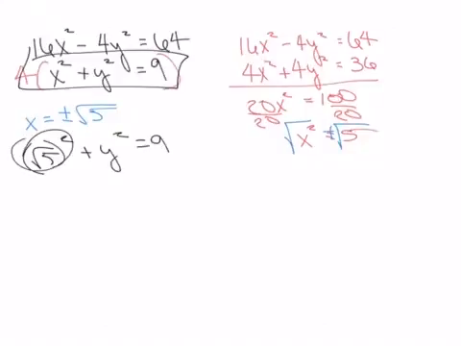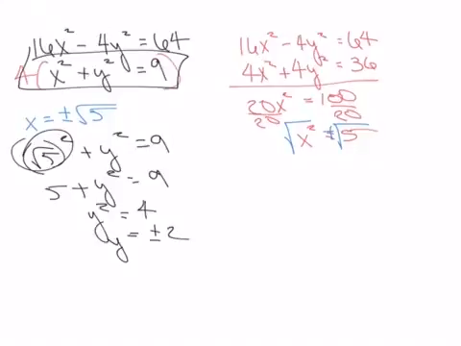So square root of 5 times the square root of 5 is 5. So y squared equals 4, so y equals plus or minus 2. Okay? So when x is square root of 5, y is plus or minus 2. Now what happens when y is negative square root of 5? So here we did the positive square root of 5. Now we have to do the negative.